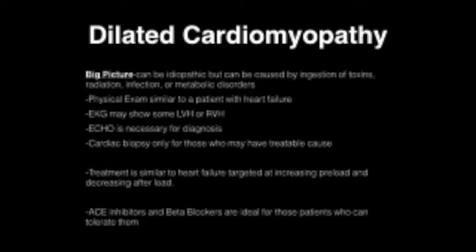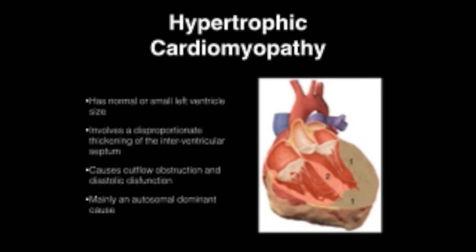The next thing that we need to look at is hypertrophic cardiomyopathy. You've got to think of it as a thickened interventricular septum that is causing outflow obstruction and diastolic dysfunction. It's almost like a stiff ventricle. It has a normal or small left ventricular size.